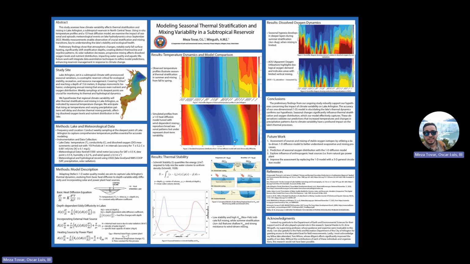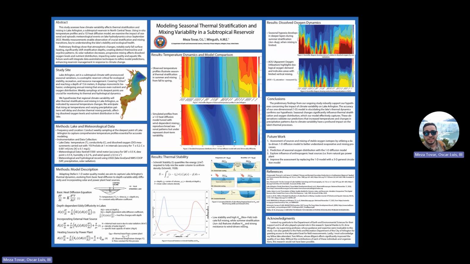So, we hypothesize that climate variability, especially changes in temperature and precipitation, would alter the timing and strength of lake stratification and mixing. Our objectives are: one, to quantify how temperature and mixing patterns evolve throughout the year; two, to simulate these dynamics using a one-dimensional thermodiffusion model; and three, to assess how mixing affects oxygen availability and water quality.